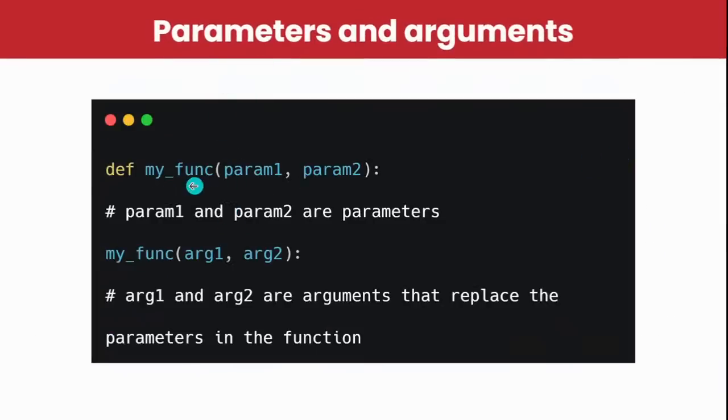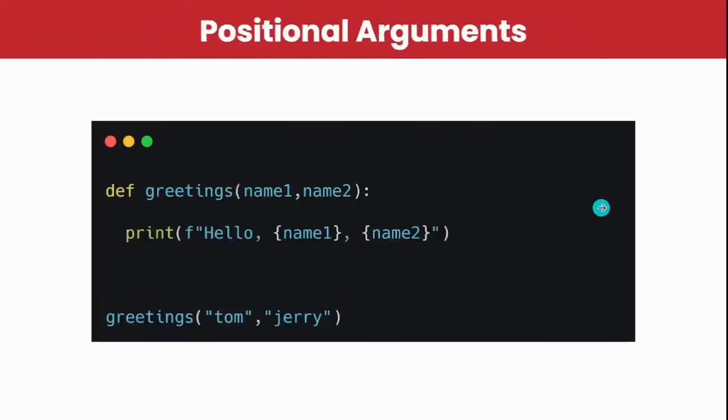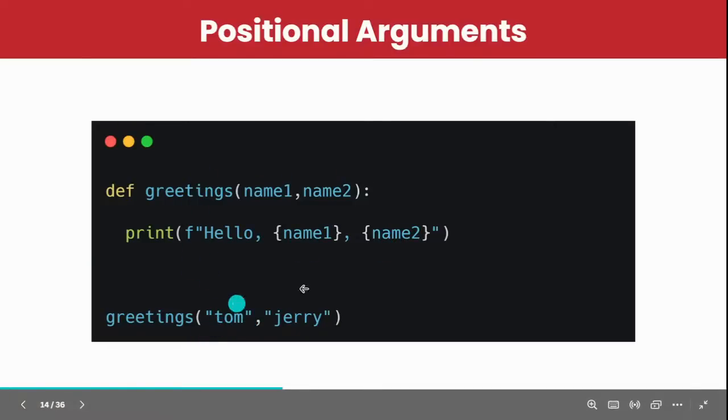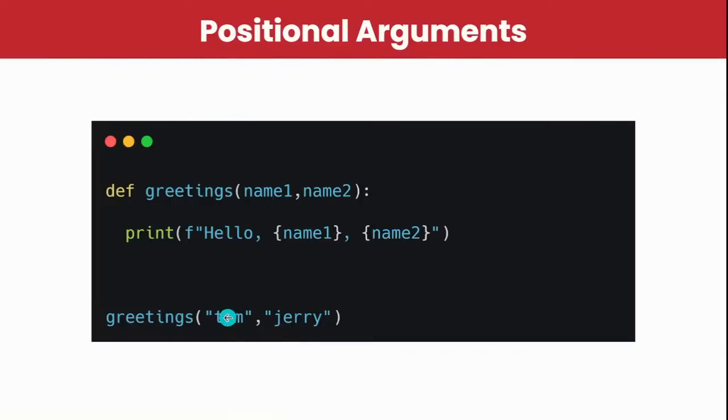So what is a parameter? When you define a function, what you define is called a parameter, and when you pass a value, that is called an argument. Now let us see what a positional argument is. See here, I am asking for name 1 comma name 2. And when I call that function, I am passing Tom and Jerry. Can you tell me what is name 1 and what is name 2? Based on the position I have given, name 1 maps to Tom and name 2 maps to Jerry. Based on the position, that is what is called a positional argument.